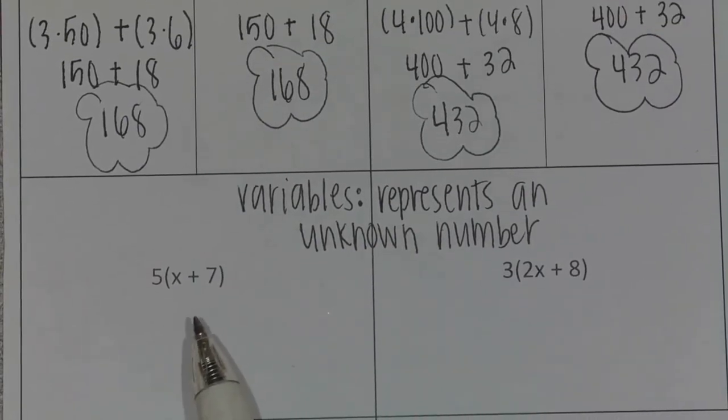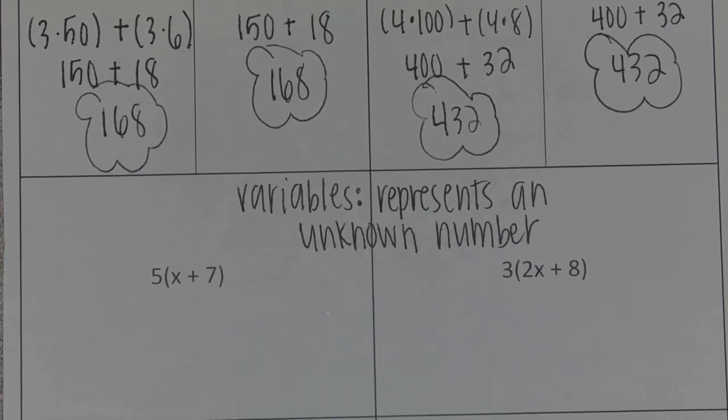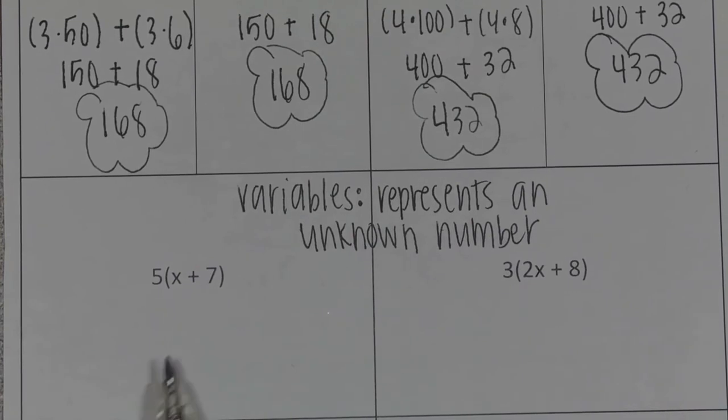Now, if I were going to try and do this with order of operations, my first step would be to do X plus 7, but I don't know what X is. I can't add 7 to something that I don't know. So I can't really follow order of operations here. And this is where Hippity-Hoppity distributive property allows us to still be able to simplify this expression.